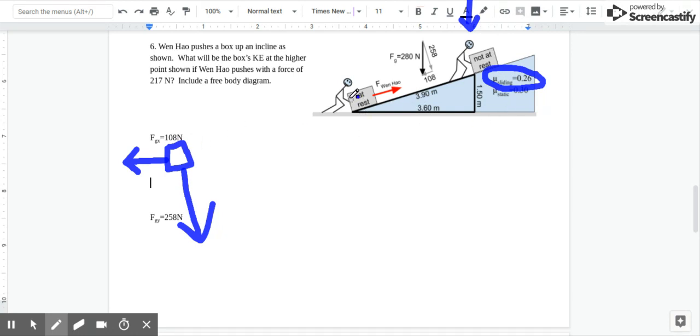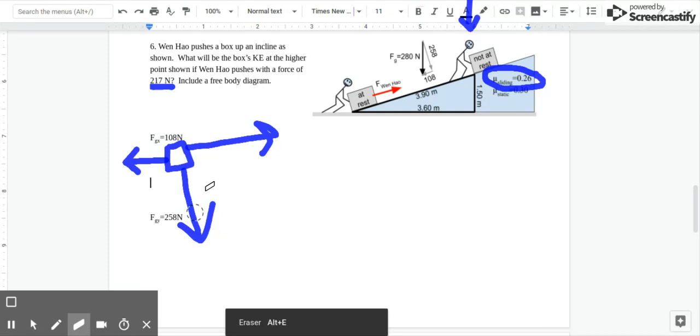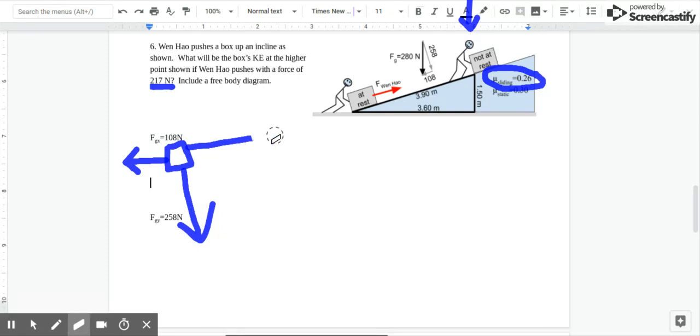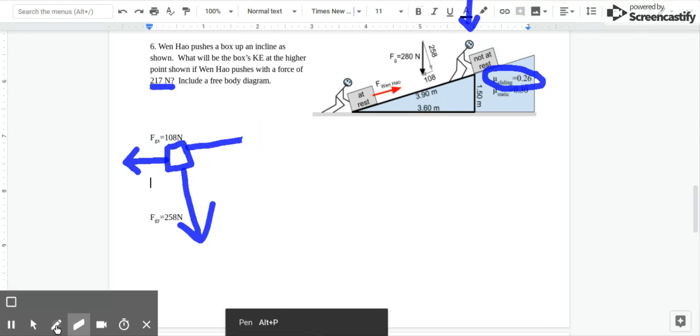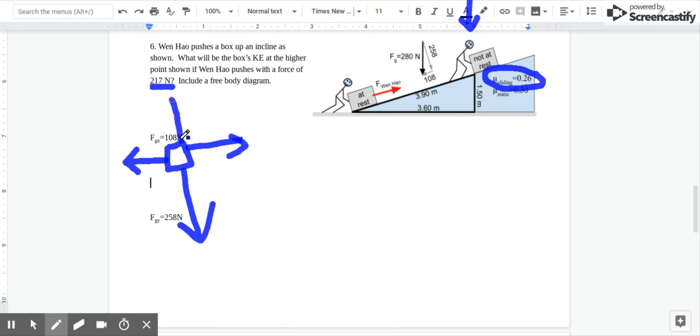So this is moving up this way. We're going to include Wenhow's pushing force. So that's his 217. That's where this comes from. I made that a little bit too long because it should definitely be shorter than the force of gravity pointing down. And then I need to also include up here, this is going to be normal force.